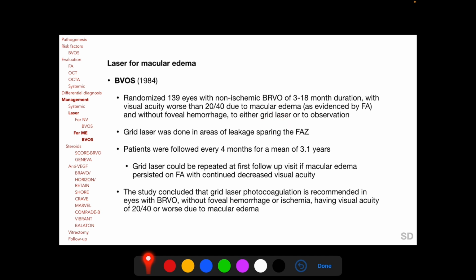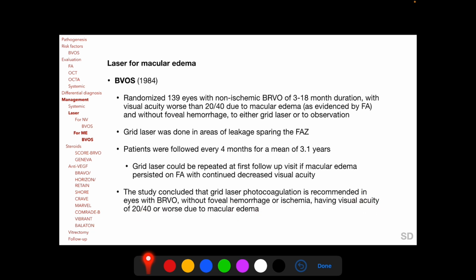In the grid laser group, grid laser was done in areas of leakage detected on fluorescent angiography but sparing the foveal avascular zone, and patients were followed up for a mean of more than 3 years. And BVOS concluded that grid laser photocoagulation is recommended in eyes with BRVO without foveal hemorrhage or ischemia and having visual acuity of 20/40 or worse due to macular edema.